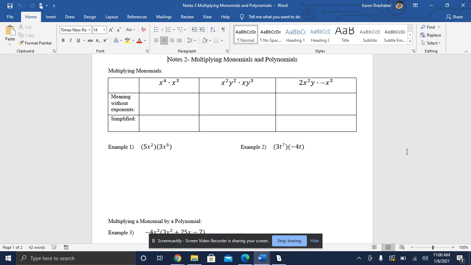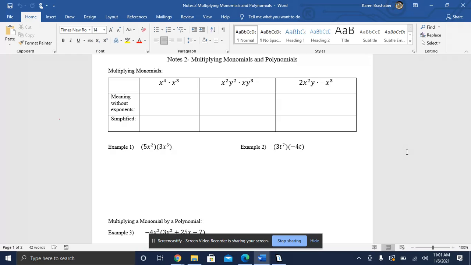Students, welcome back. Today we'll be working on multiplying a monomial with a polynomial. So the first thing that you'll need to know is how to work with exponents, and we're going to take a look at 3 examples in our table here.